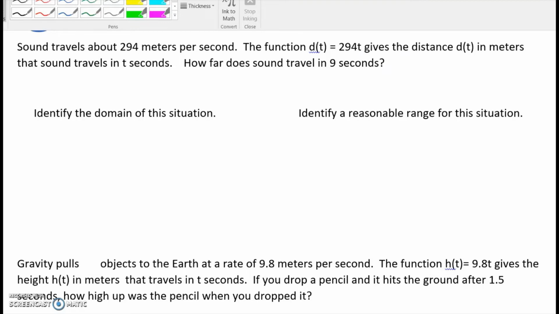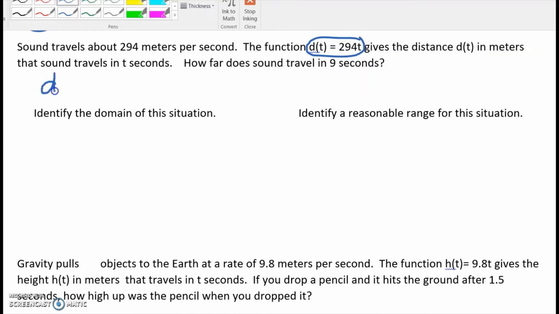So it gives you your function, the function d of t equals 294t. That's just saying 294 meters times however much time you have. The d of t is in meters and the t is time in seconds. So it's asking you, how far does sound travel in 9 seconds? To figure that out, we're going to take our function. It tells us d of t equals 294t. That tells us take 294 meters and multiply it by however much time we have.